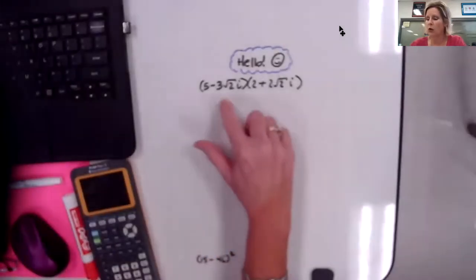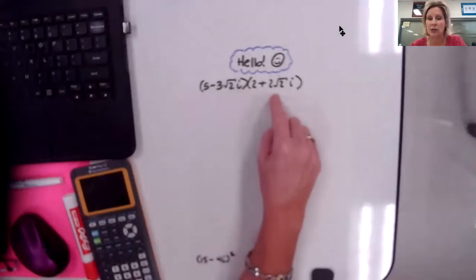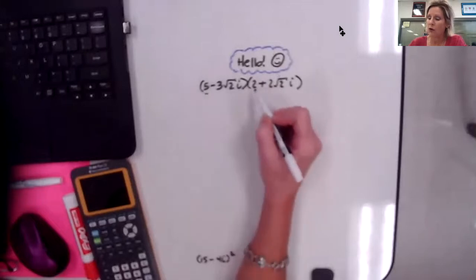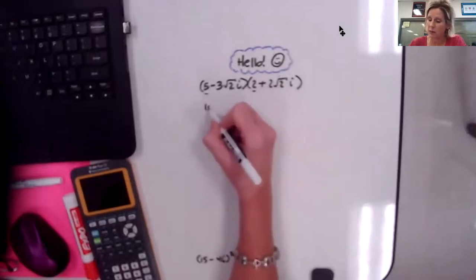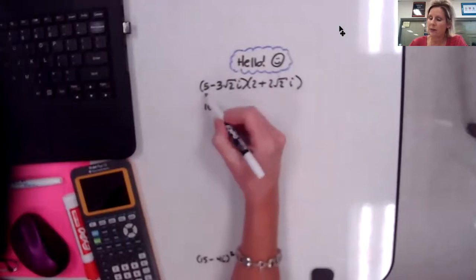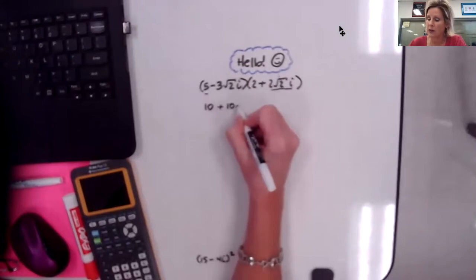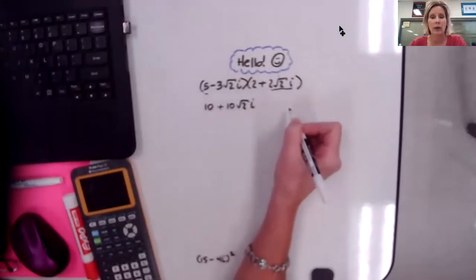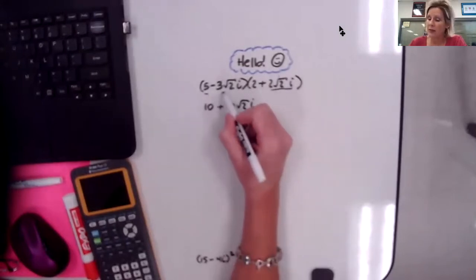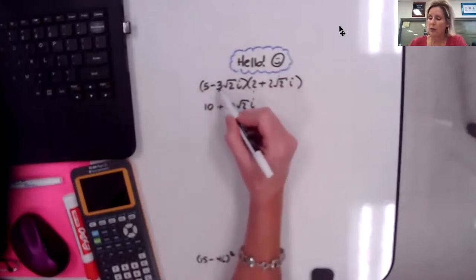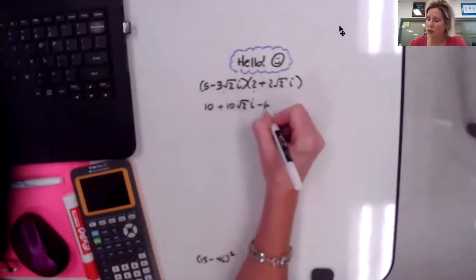All right, so let's work on multiplying two complex numbers. And so I've thrown in pretty ugly radicals because that way I figured it'd be good for you to see some of the tougher ones with me. So you're going to start out and you're going to FOIL. So first is 5 times 2 or 10. Outer is 5 times 2 square root 2i, which would be 10 square root 2i. Inner is negative 3 square root 2 times positive 2. So that would be negative 6 square root 2i.